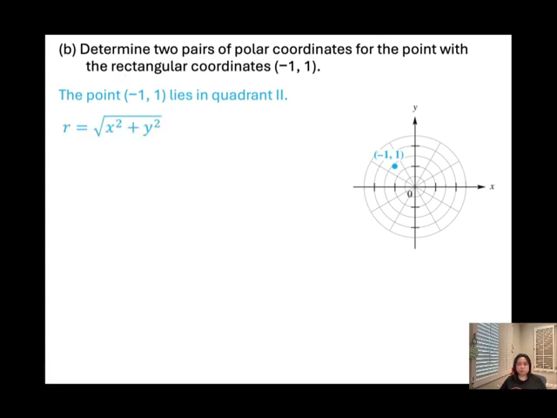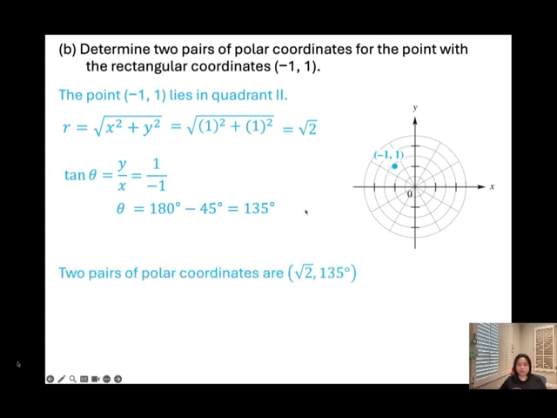First, we try to convert from the rectangular coordinates to polar coordinates. So we're going to use the formula. Find out the r first. Plug it in. You're going to get square root 2 here. And then tangent theta is y over x, so theta will be 45 degree, right? Since the theta is in quadrant 2, we're going to subtract from 180, which is going to be 135 degree. So the first pair of polar coordinates will be square root 2 and 135 degree.